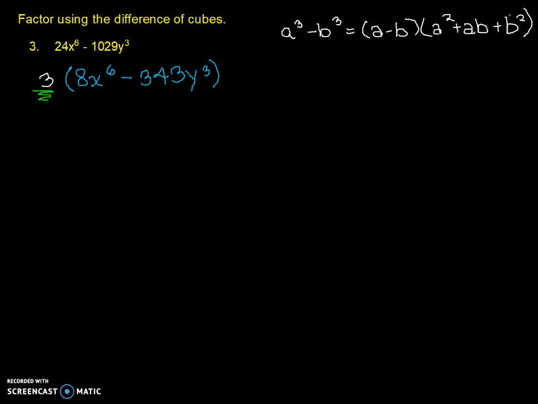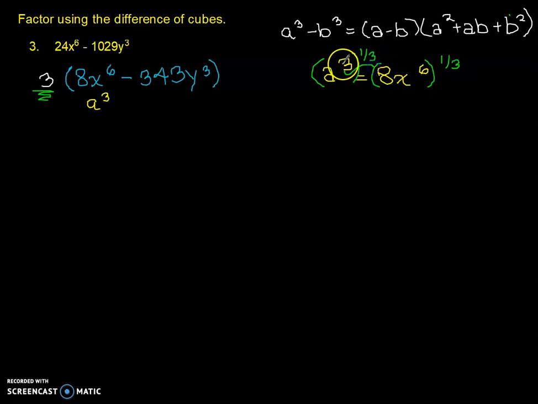But side note, a to the third power is 8x to the 6th power. So in order to find out what a is, so I can write it in its factored form, I'm going to give it a power of 1 over 3. Whatever I do to one side, I do to the other.